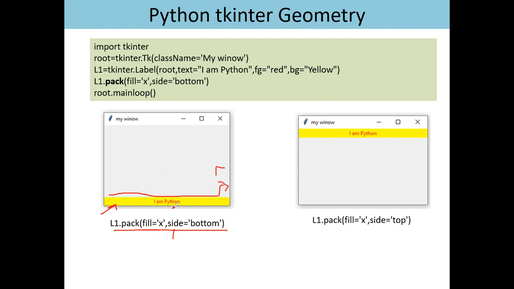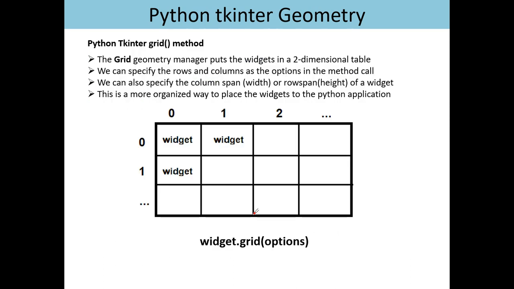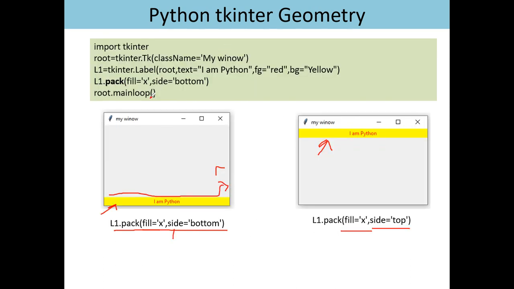So it is filling the total panel in x direction. You got it? Yes, I got it. See here, the same thing, just give side equal to top, so the thing is coming here. You can tell the text means horizontally, right? Fill equal to x. X means horizontally it will fill the total line. Okay. So that was the pack.